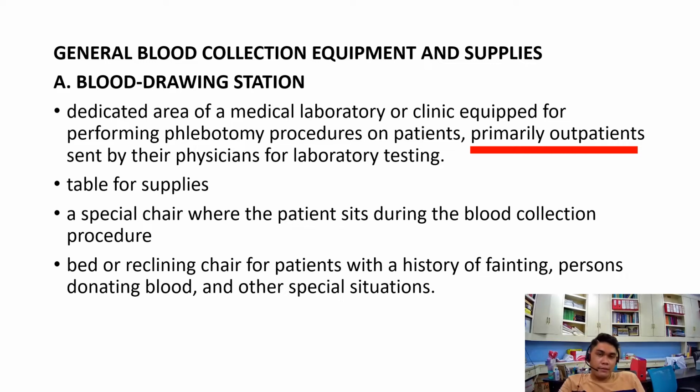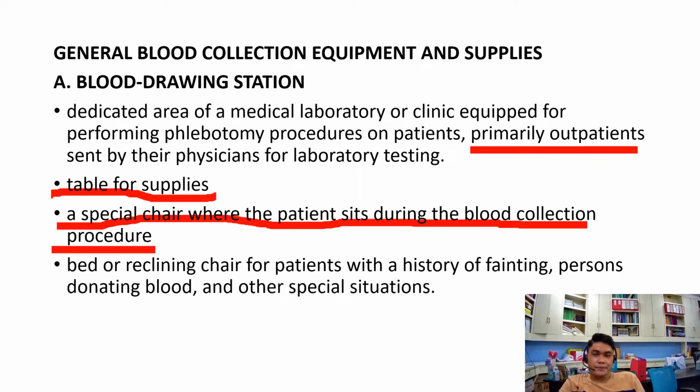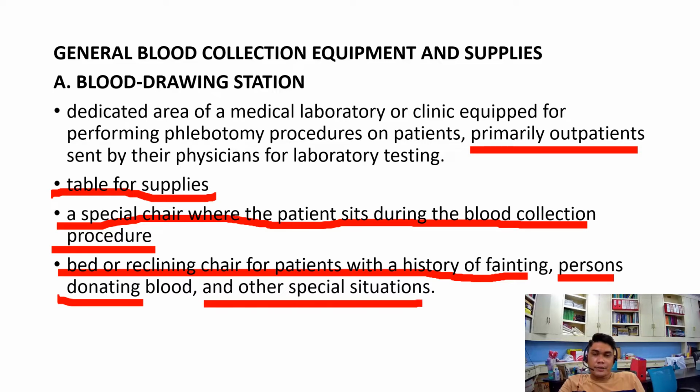Okay. Another thing regarding the blood drawing station, there's also a table for supplies. Okay. Another, you have a special chair where the patient sits during the blood collection procedure. Then another is a bed or reclining chair for patients with a history of fainting or persons donating blood and other special situations. Okay. So that's the first item, though it's not really equipment or supply, it's a portion of the laboratory designated for blood collection.